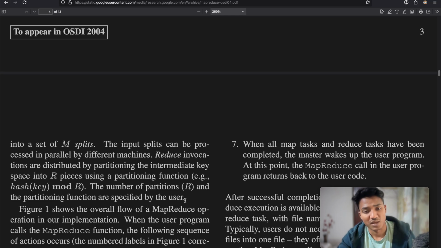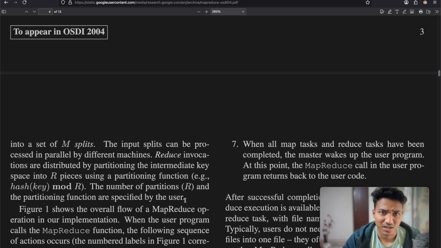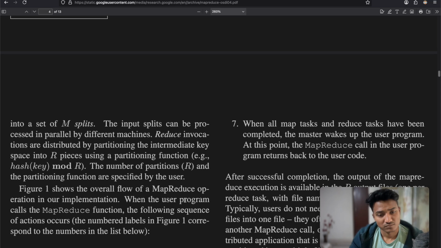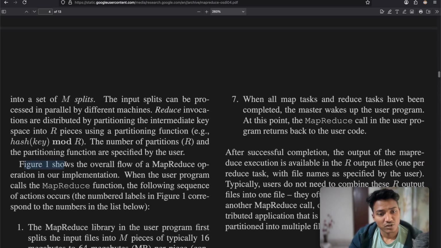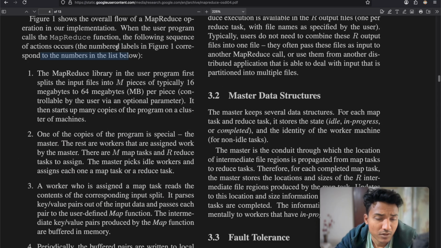Okay, that's a bit confusing. I'm not sure whether I can explain it without the diagram, but yeah. Figure 1 shows the overall flow of MapReduce operation in our implementation. When the user program calls the MapReduce function, the following sequence of actions occur. The numbered labels in figure 1 correspond to them. Okay, so now let's read it.